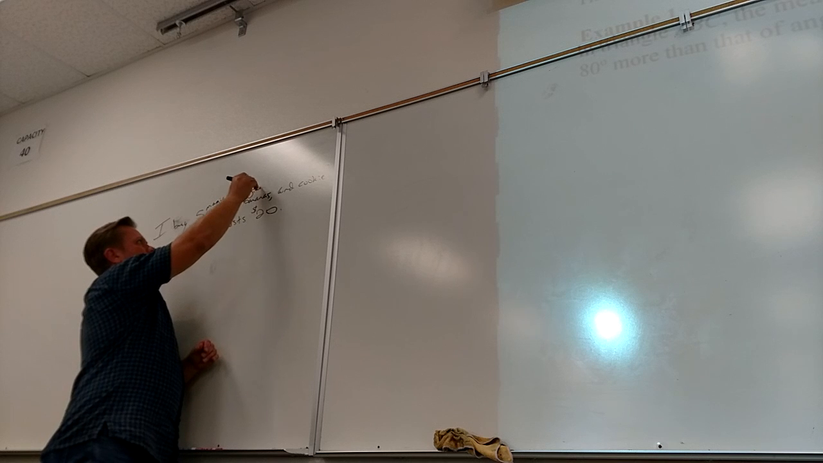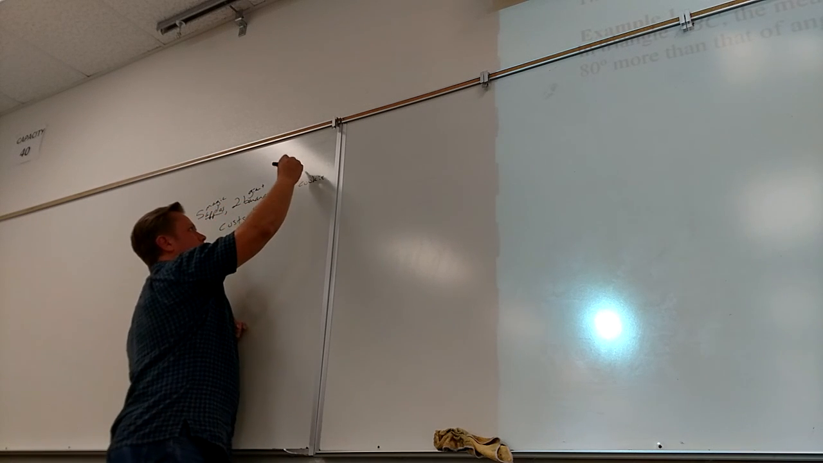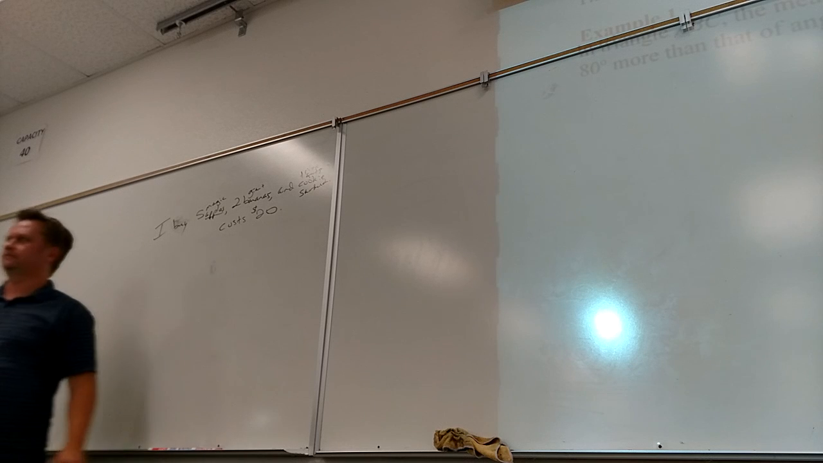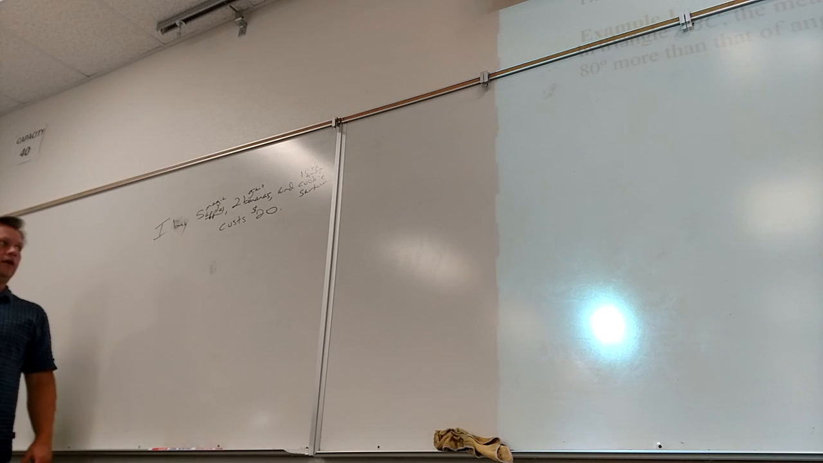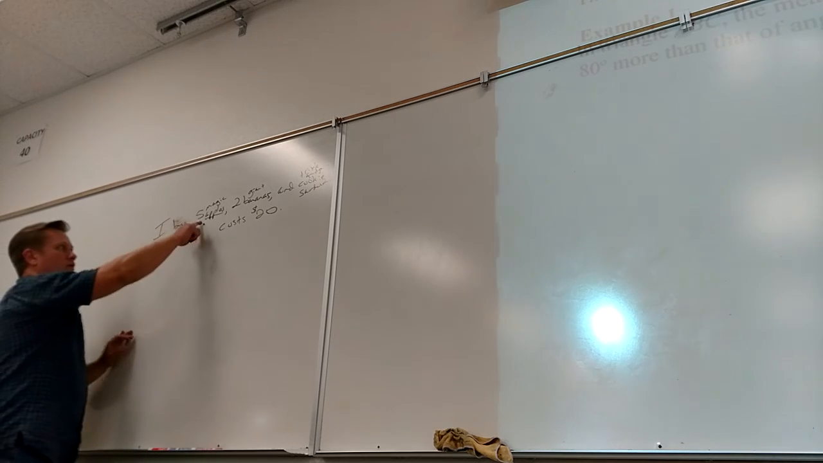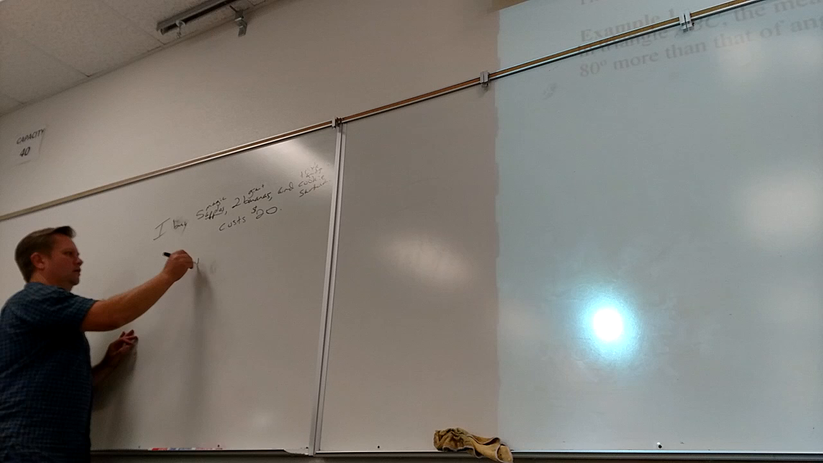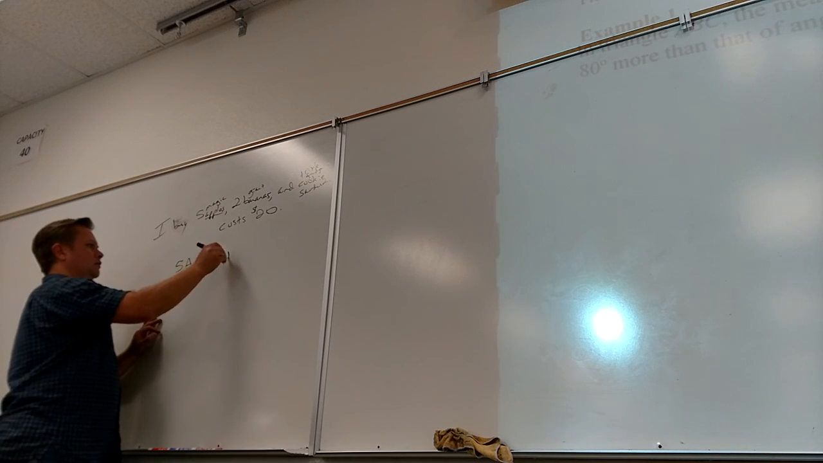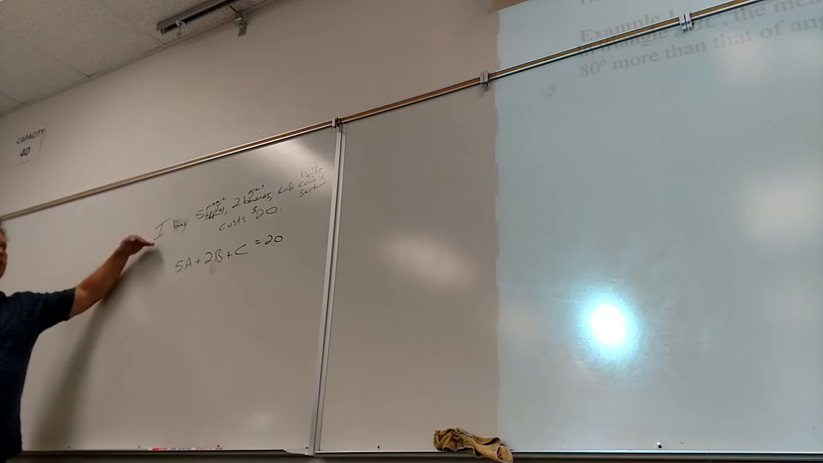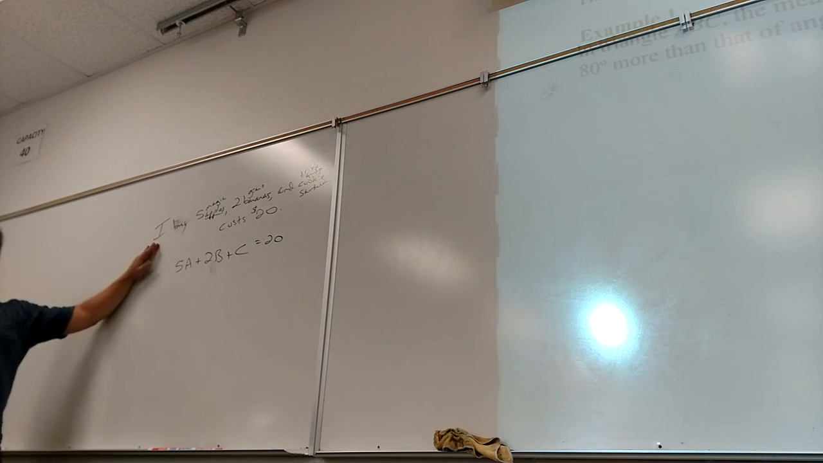2 giant bananas, and a triple fudge cookie sandwich. All right, and that costs 20 bucks. Can you guys already imagine an equation to set up? Do you see how it sort of sets itself up? What would the equation be? 5a plus 2b plus c equals 20.